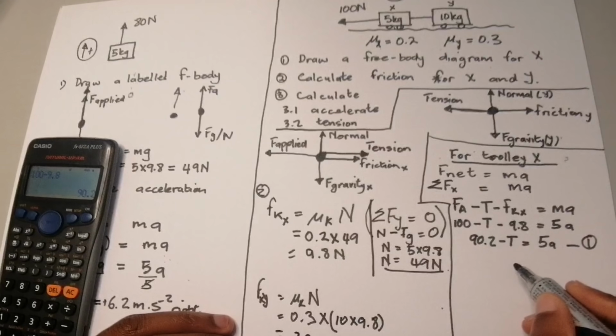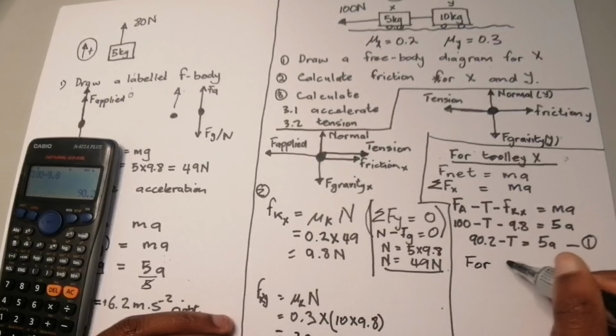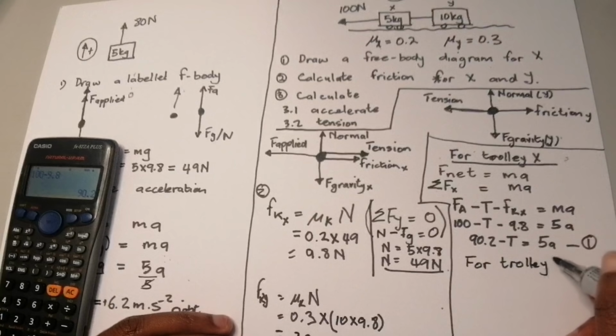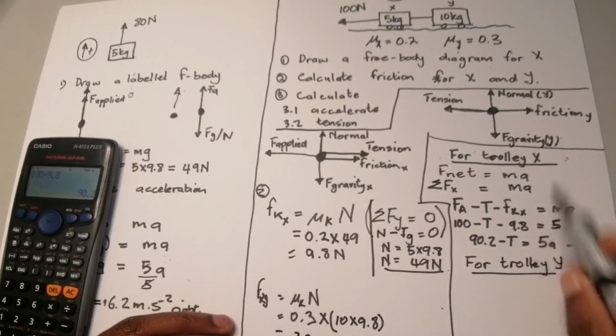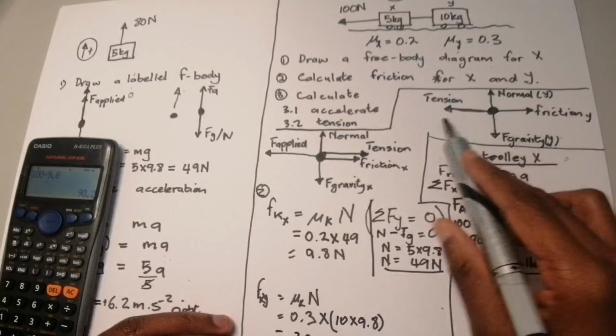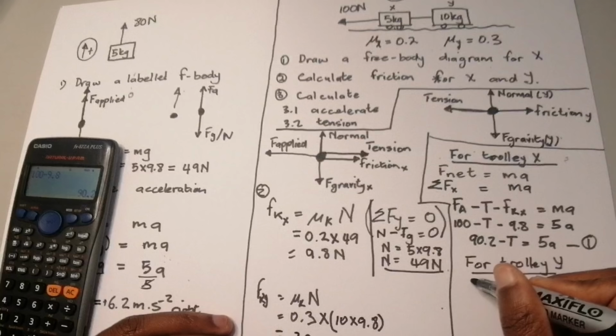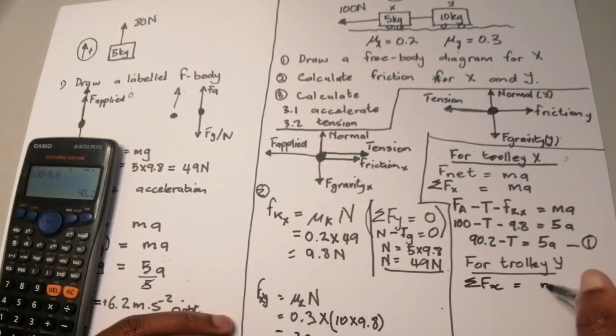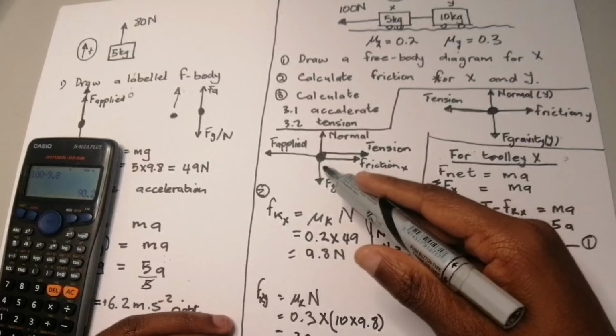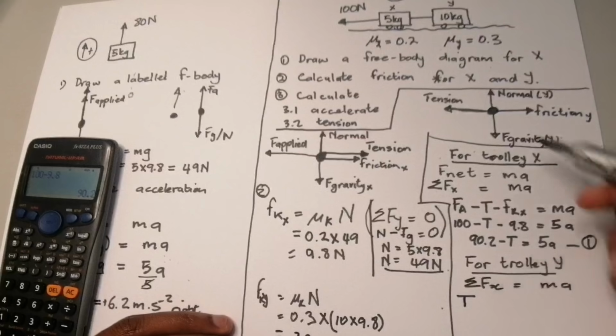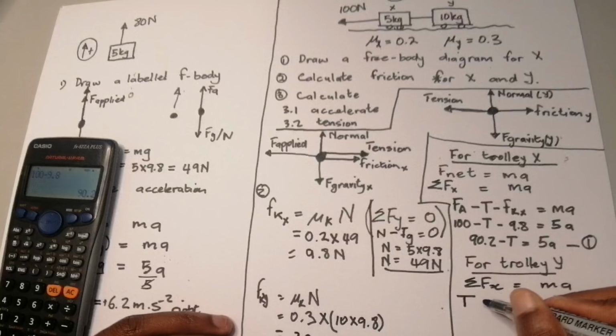We can't solve this any further. Why? We've got T and a as variables, so I need another equation. So I'm going to take the equation for trolley Y. What are the forces acting on trolley Y? The horizontal forces: the tension acting in that direction. Remember, assume that going to the left is positive. So for trolley Y, the sum of forces in the x direction is equal to ma. Once again, that's tension, positive. Notice the tension was negative for trolley X because it was opposing, but the tension is positive for trolley Y because it's the one that's pulling it, propelling it forward.